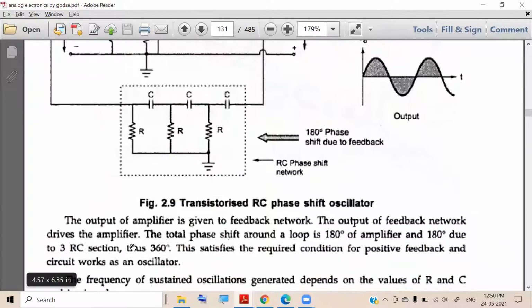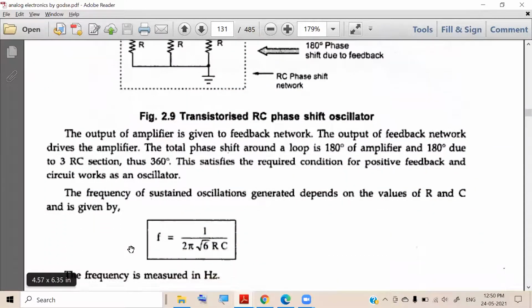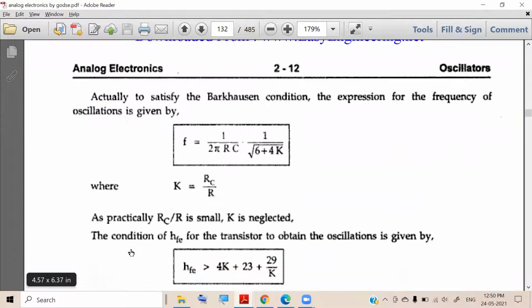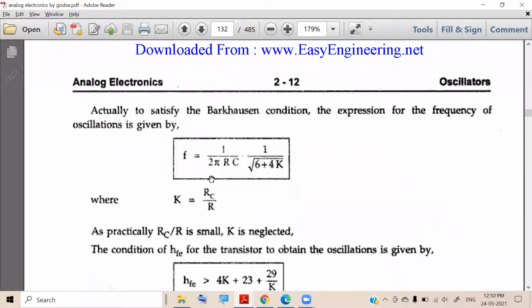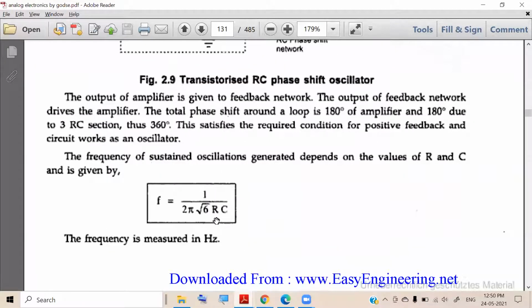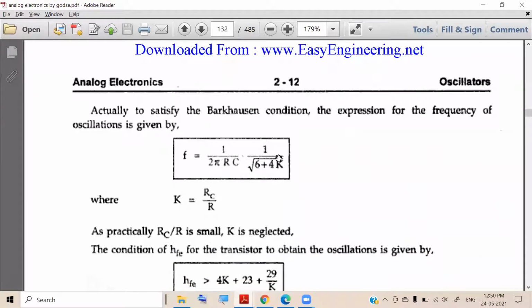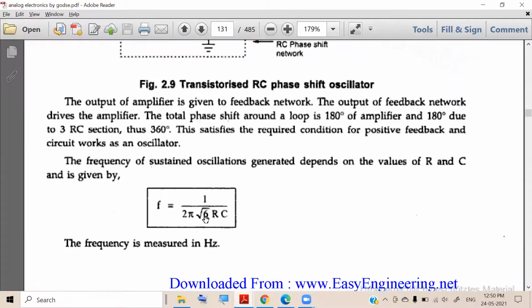Actually, the frequency of oscillation expression will be 1 by 2 pi RC into 1 by square root of 6 plus 4k. If we neglect k, then the frequency becomes 1 by 2 pi RC root 6.